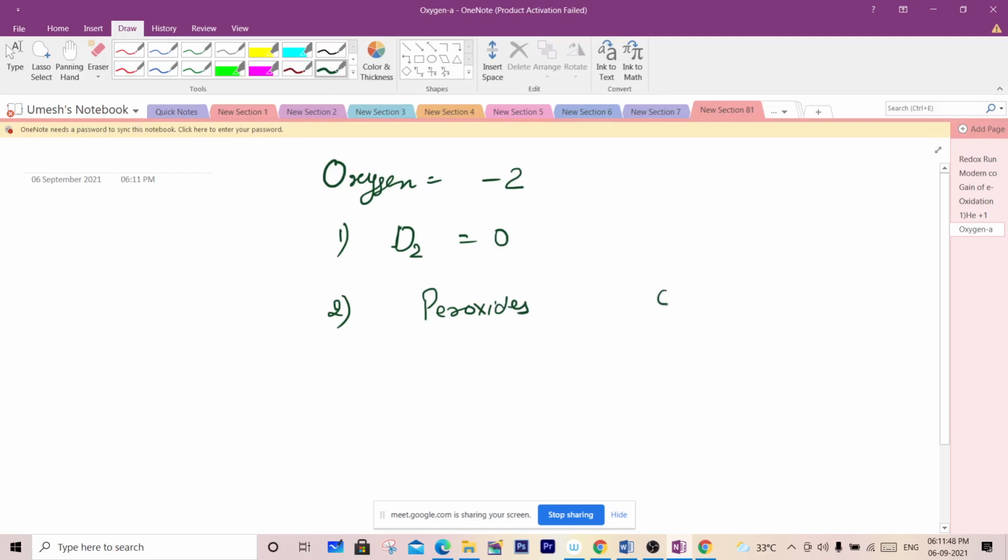Peroxides are those in which we have an O single bond O. Here the oxidation number is equal to -1. You can see I'm putting X and X here, so I can say 2X. Hydrogen is +1 by rule number 1. So 1 plus 1 is 2, plus 2X is equal to 0, or X is equal to -1. That's why I'm putting -1 here.